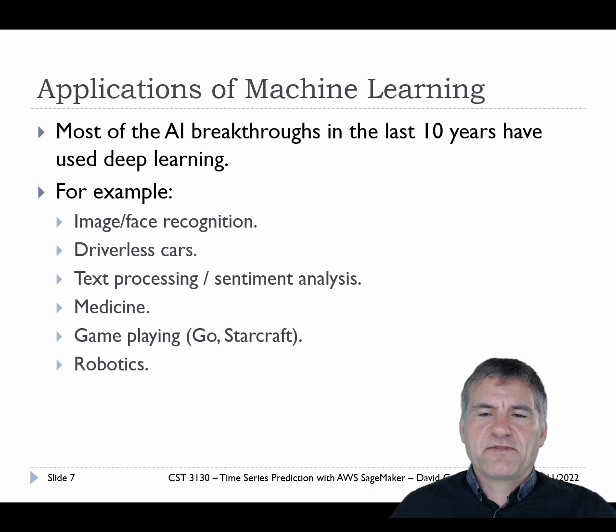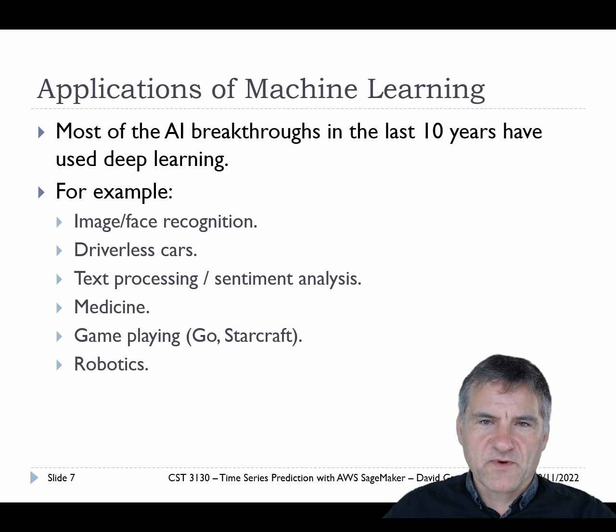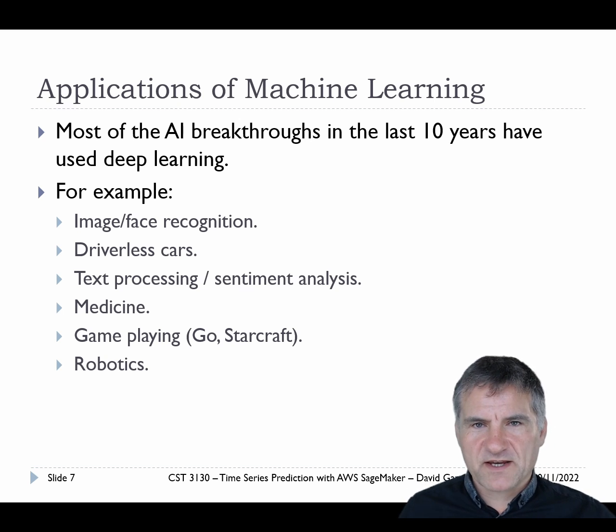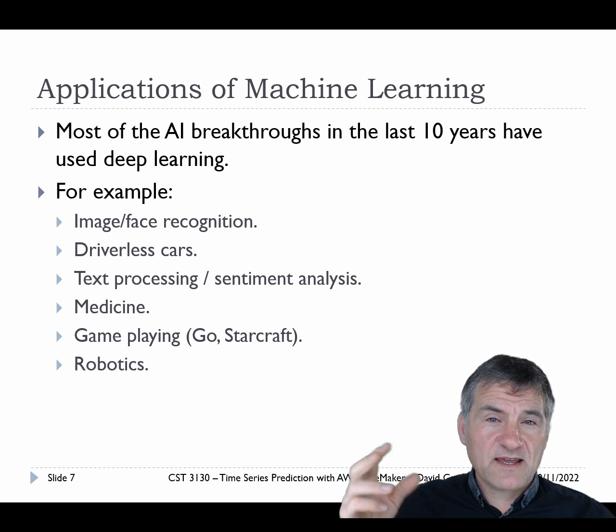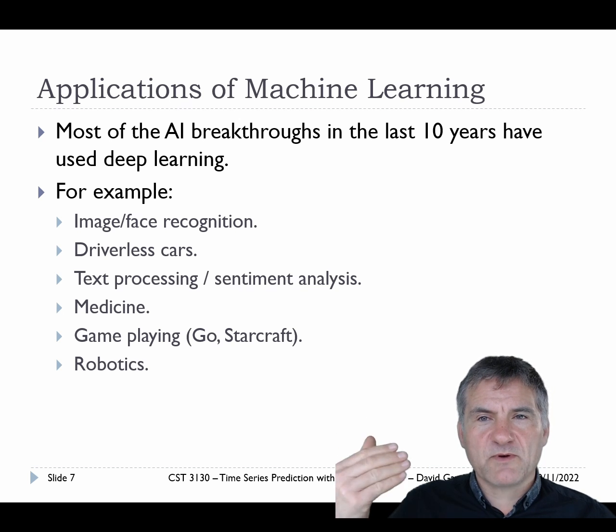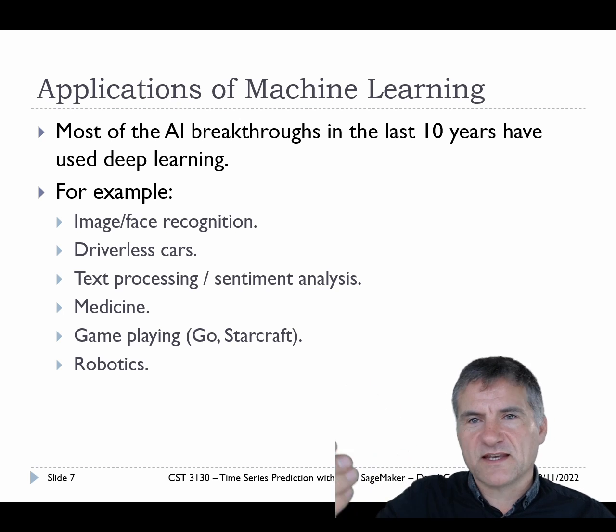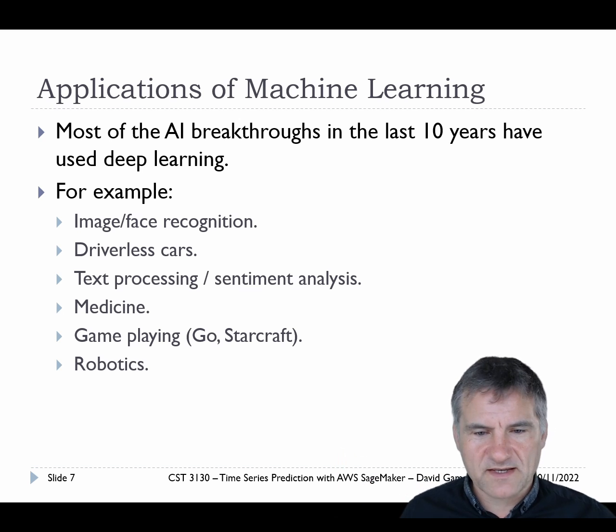And most of the AI breakthroughs in the last 10 years have been based on some form of deep learning. So now image face recognition is pretty much as good as human performance. Driverless cars, these are partly algorithmic, we're programming these cars to do certain things, but we're using deep networks to identify pedestrians and traffic signs and this kind of stuff.